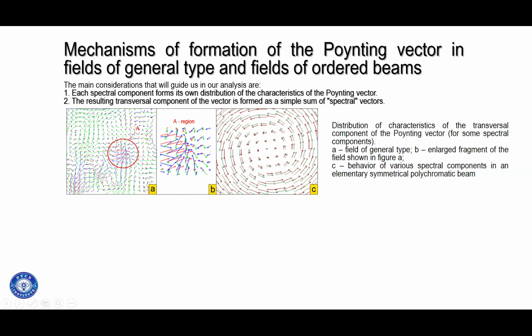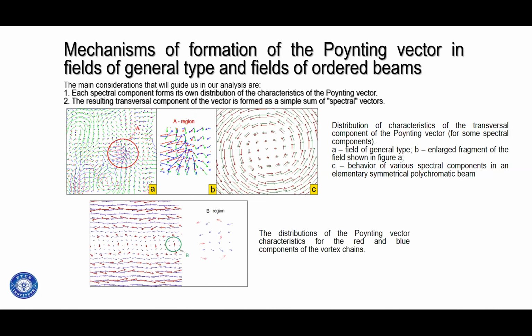Another situation is realized for some symmetrical polychromatic beams, like Gaussian beams or Vortex 1. We will call such beams elementary symmetrical polychromatic beams. For such beams, the partial spectral Poynting vectors at each point are collinear. Accordingly, the moduli of the vectors are summed up like in the coherent case.